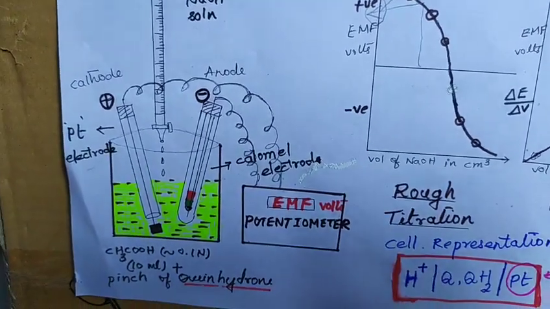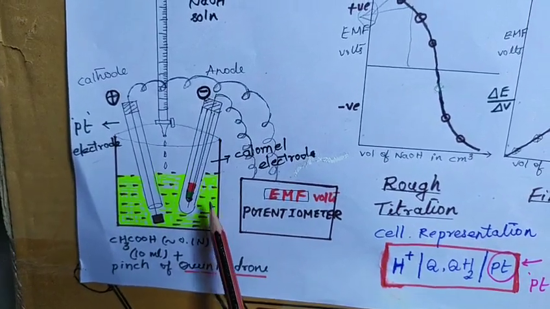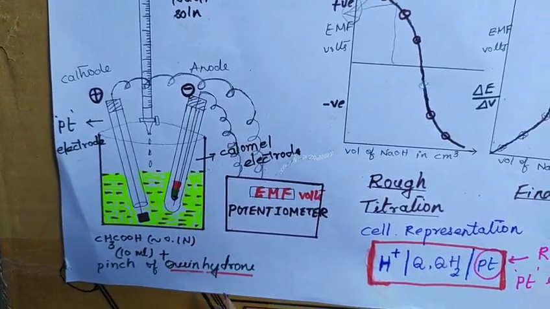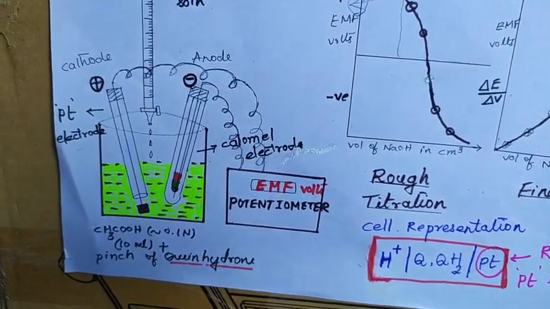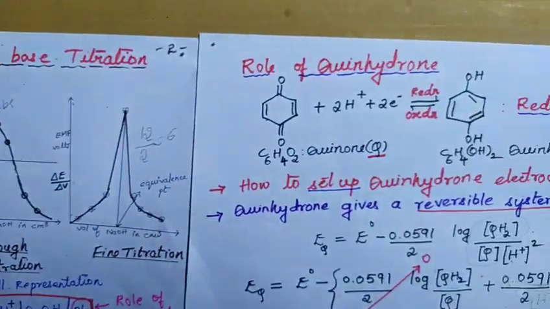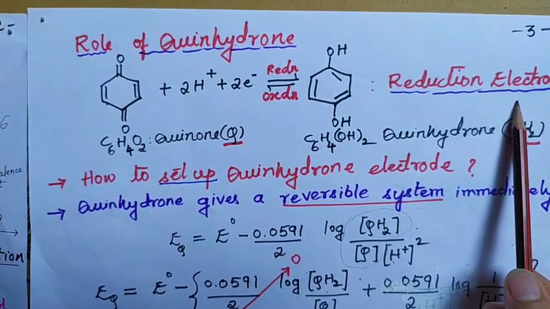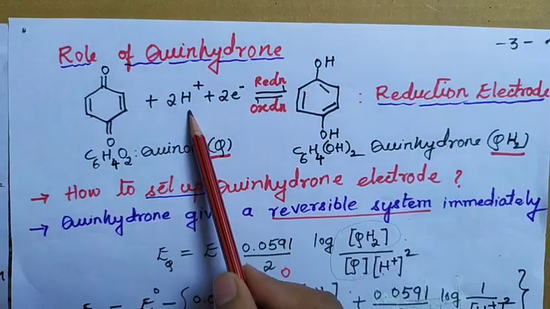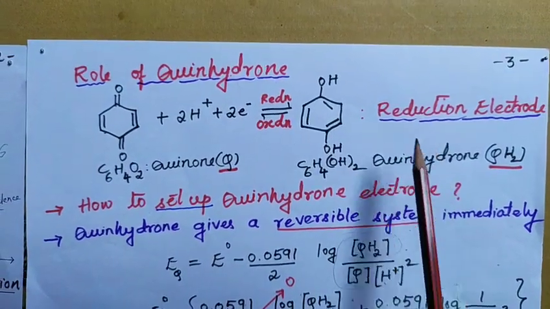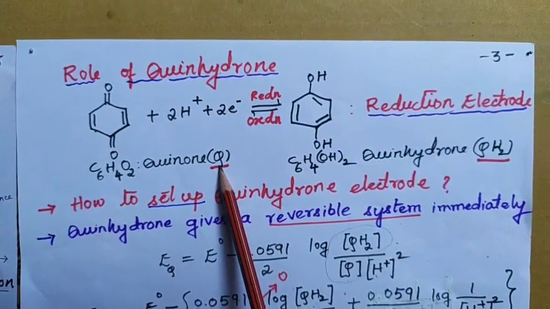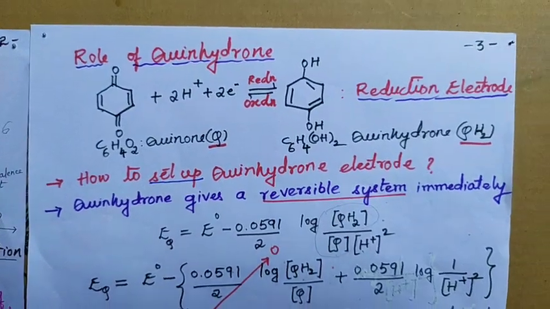When the acid-base titration is carried out, adding quinhydron is essential. So then let us understand what is the role of quinhydron and why we have to add quinhydron for acid-base titrations. Quinhydron basically acts like a reduction electrode. So quinone in acid medium accepts 2 electrons and is converted into hydroquinone. Quinone is represented using the symbol Q and quinhydron is represented using the symbol QH2.